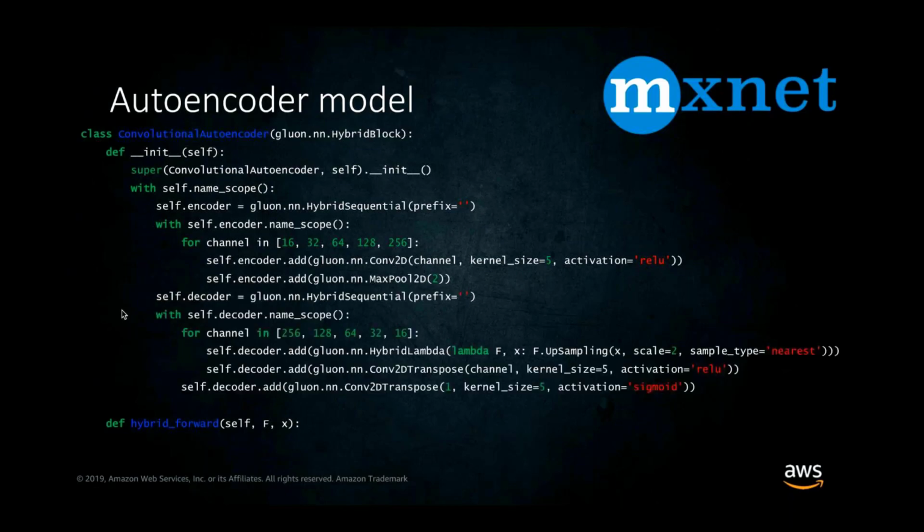Afterwards, I define another HybridSequential where I'm stacking now the layers of the decoder. The decoder basically reverses all the operations done by the encoder. That means my max pooling becomes now an upsampling layer. I define here a HybridLambda and here the upsampling. My two-dimensional convolution becomes now a deconvolution, a convolution transpose. And then in the HybridBlock, I also have to define a hybrid_forward function that basically will define what has to happen during the forward pass. And I'm passing here now my data through the encoder followed by the decoder.